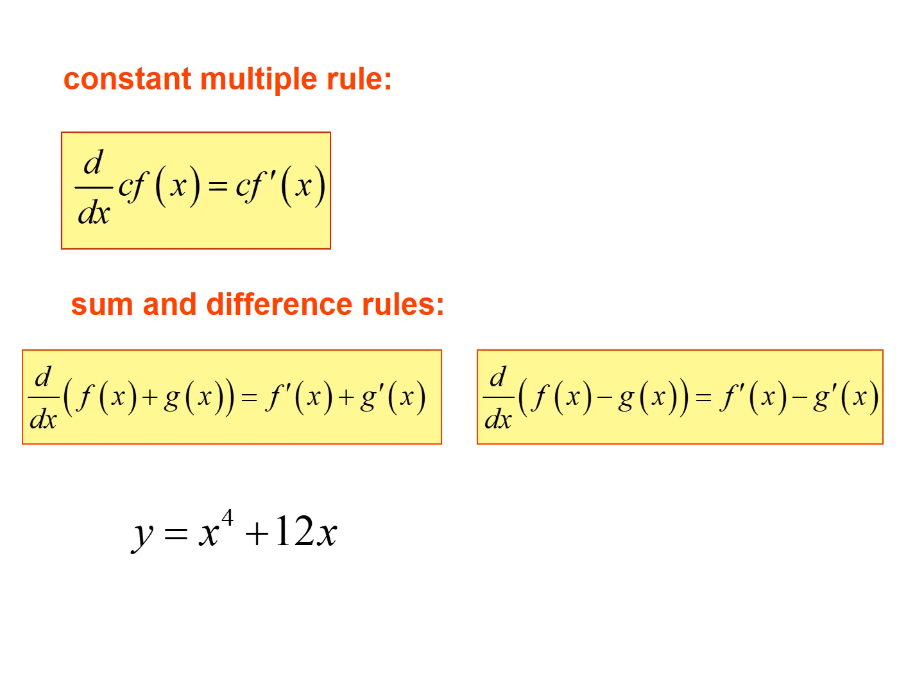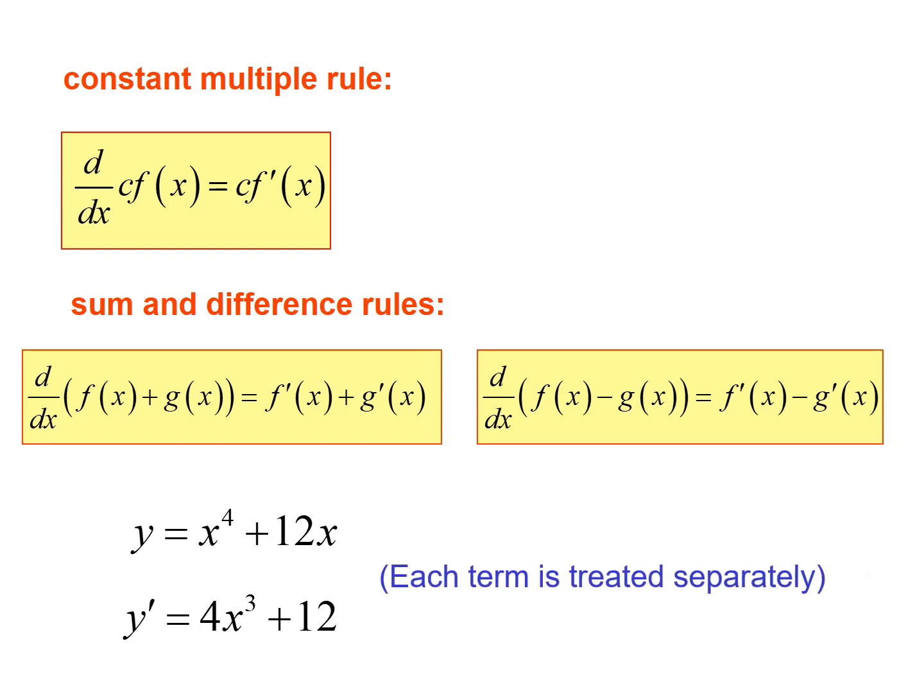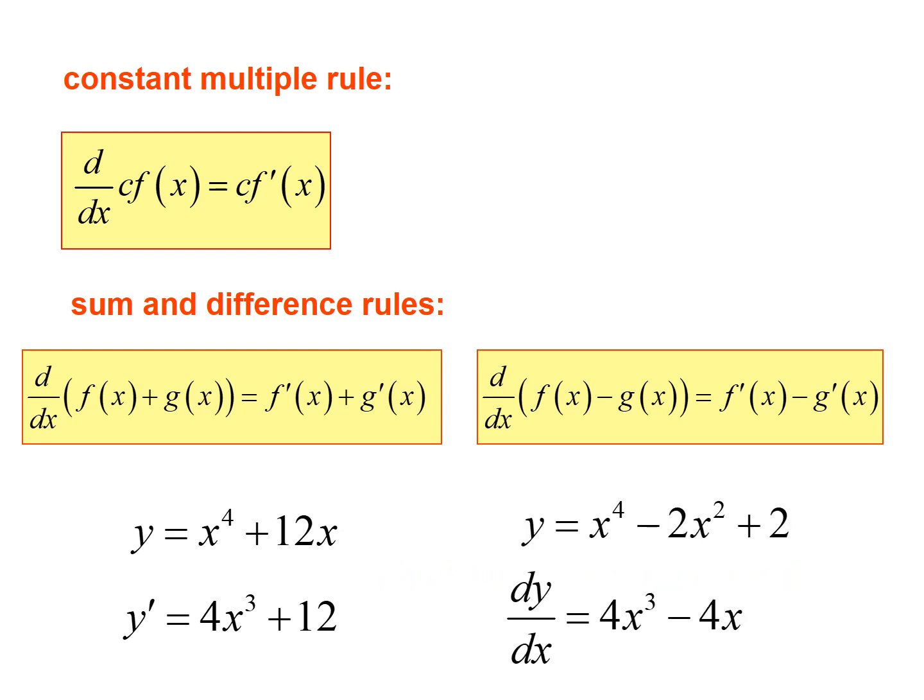So if we're taking the derivative of x to the fourth plus 12x, you can just deal with each piece by itself. The derivative of x to the fourth is 4x cubed, derivative of 12x is 12, and we're done. Derivative of x to the fourth is 4x cubed, derivative of negative 2x squared is negative 4x, and the derivative of a constant is 0.